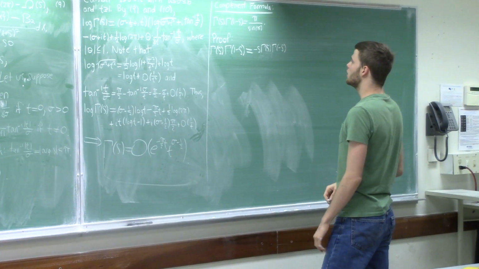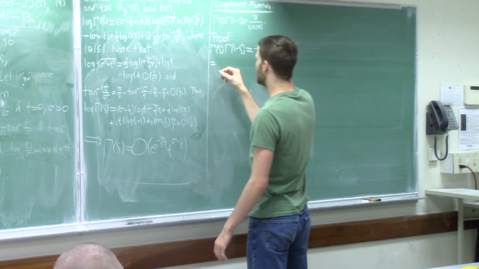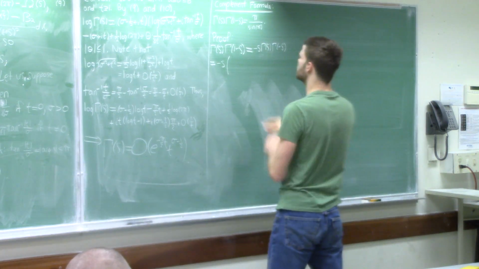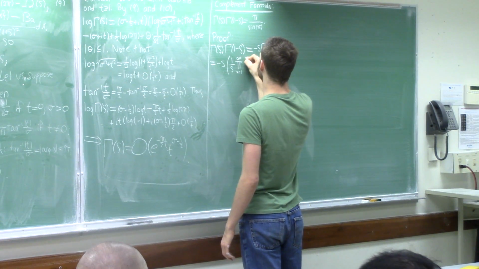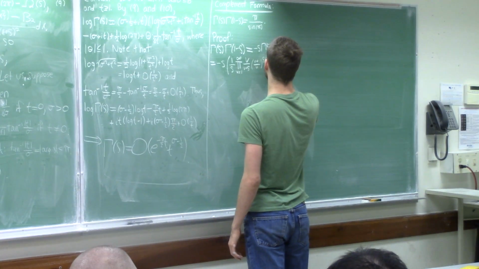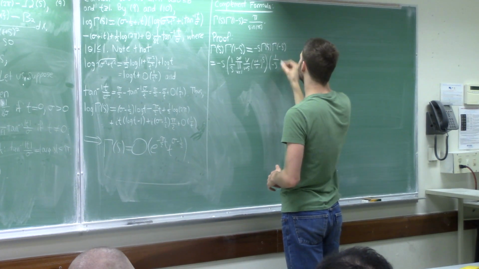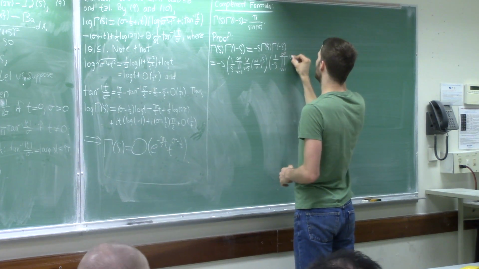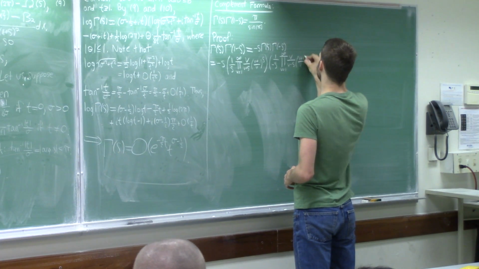And then this we can write using our product representation for the gamma function as negative s times gamma of s, which is 1 over s, product from v equals 1 to infinity of v over v plus s, times (v plus 1 over v) to the s. And gamma of negative s will be 1 over negative s, product from v equals 1 to infinity of v over v minus s, times (v plus 1 over v) to the minus s.